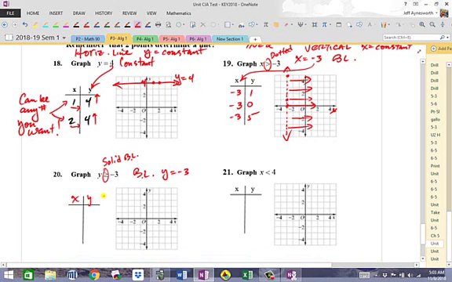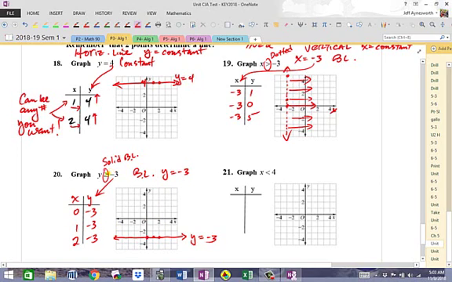But over here in number 20, we need to pick 2 points where y is -3. So how about 0 and -3? How about 1 comma -3? How about 2 comma -3? Notice that y is -3 here. So plot them: 0, -3; 1, -3; 2, -3. Okay, and there's your boundary line at y equals -3.